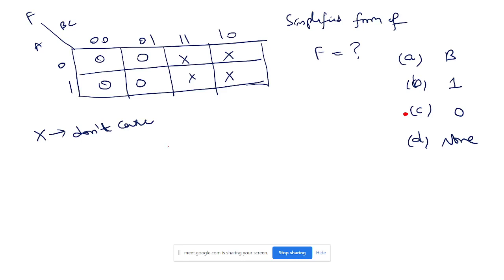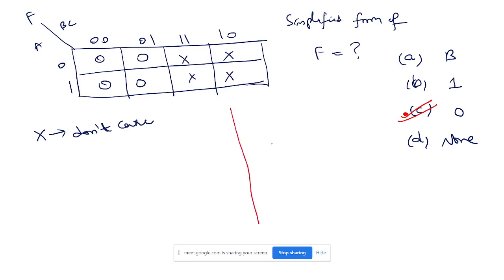Okay, right. So answer C is the right answer. Shall we move to the next problem? You want me to explain? Okay. So I will definitely do that.